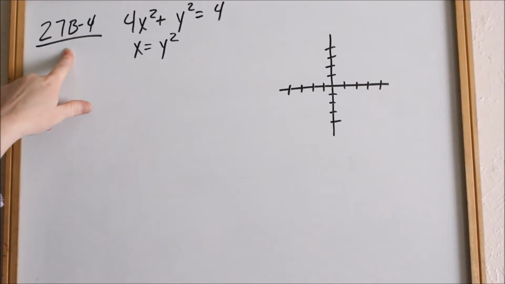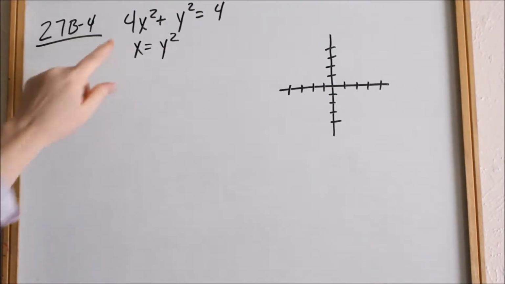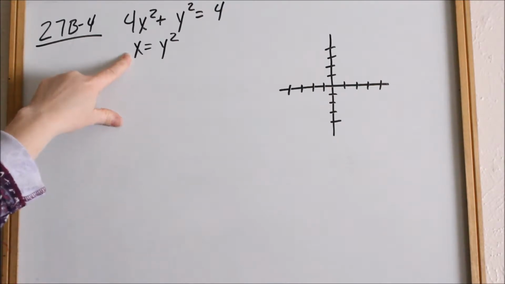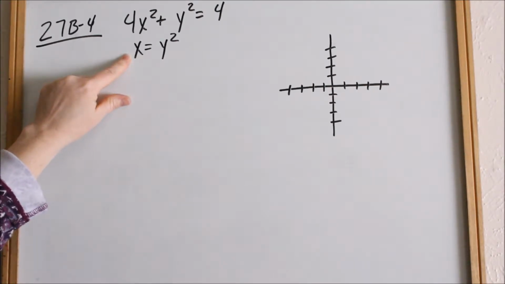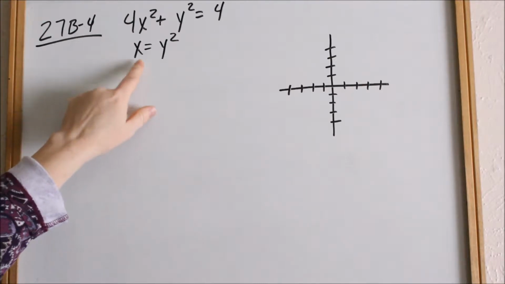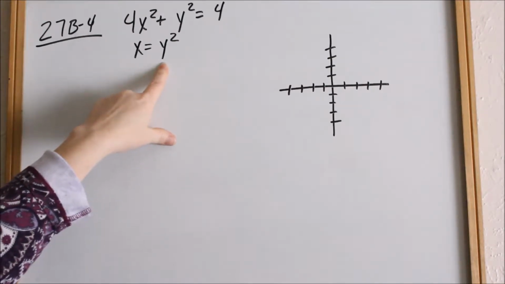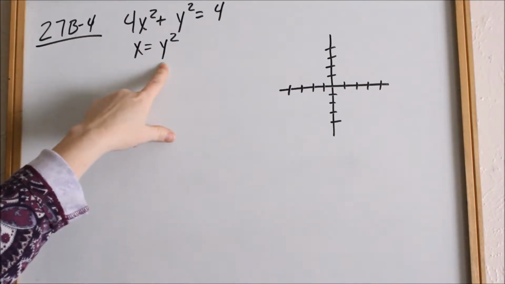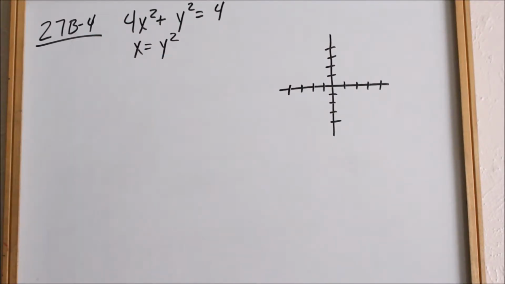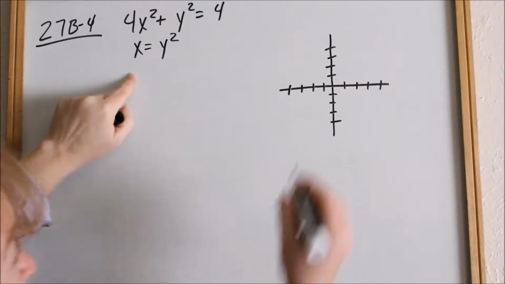Okay, we're looking at 27b4, so I have these two equations. I need to recognize what these equations are on a graph. First off, I'm going to look at this one. X equals y squared. When one is squared and one is not, it's a parabola. When y is squared and x is not, it's a left-right parabola. Since this coefficient is positive, it's facing to the right. And since I have no other numbers added, it starts at the origin. So the vertex is at the origin.